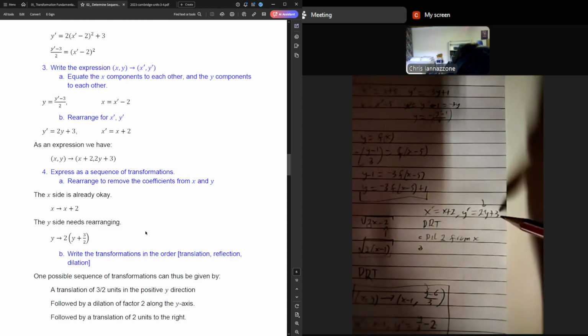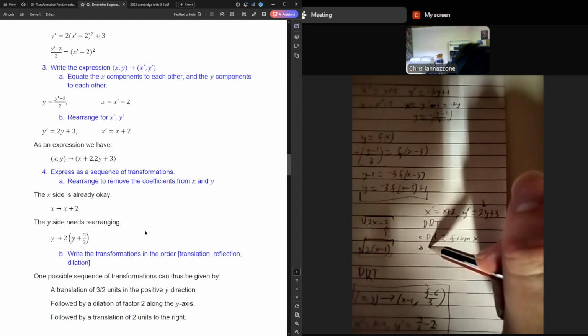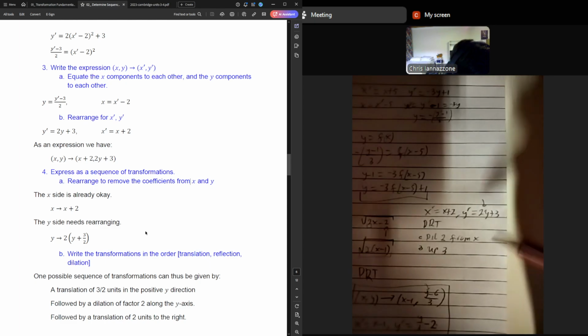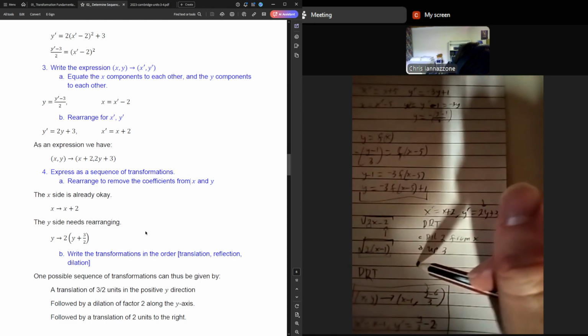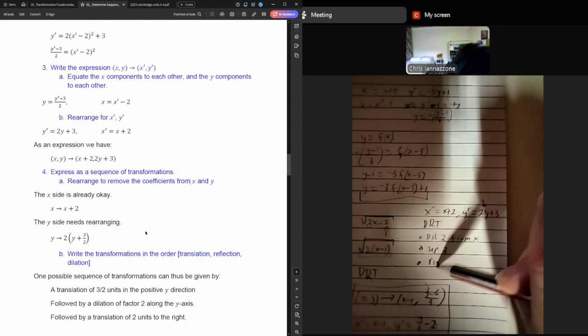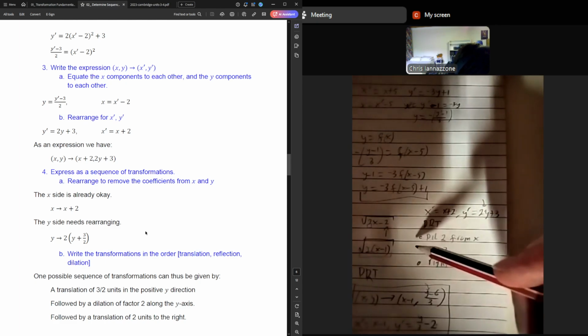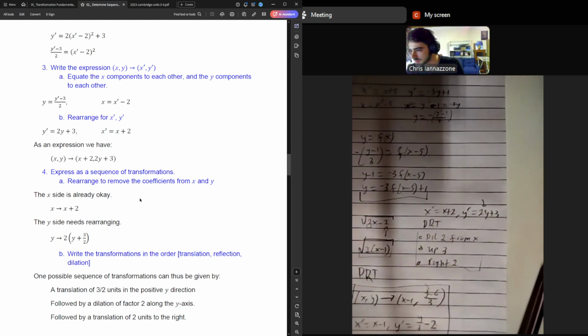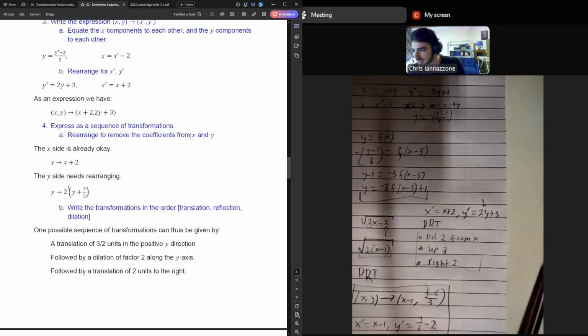This would be a translation up by 3, or 3 units in the positive y direction, and then 2 units in the positive x, or just right 2. That's a DRT way of thinking about things. As for a TRD way of thinking about things, this is when you would do your factorization.